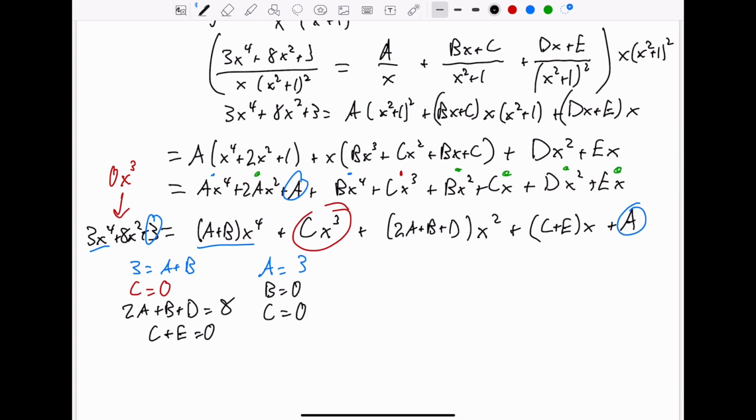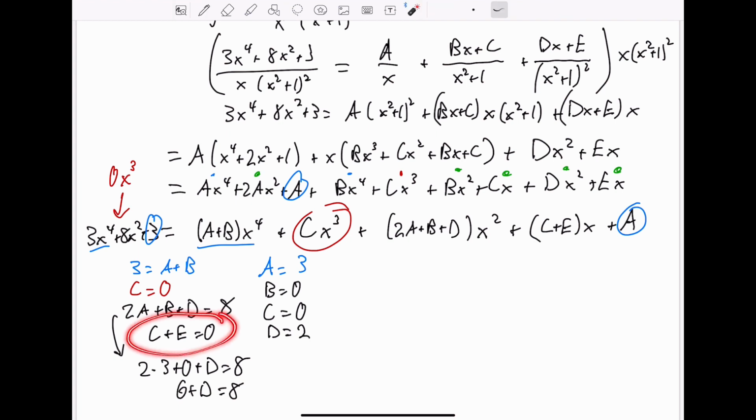And using this 2a plus b plus d expression, I know what a and b are. So I plug in a 3 for a, 0 for b. So 2 times 3 plus 0 plus d equals 8. 6 plus d equals 8. That tells me that d must be 2. All right, and in the final equation, we have c plus e equals 0. We already know that c equals 0. So 0 plus e equals 0. That tells me that e is 0.